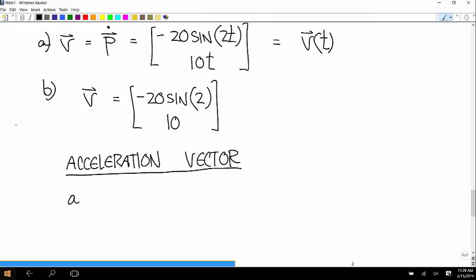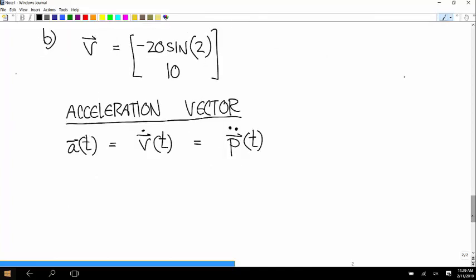The acceleration vector as a function of time is the time derivative of the velocity vector as a function of time. That means that it's the second derivative of the position vector as a function of time.